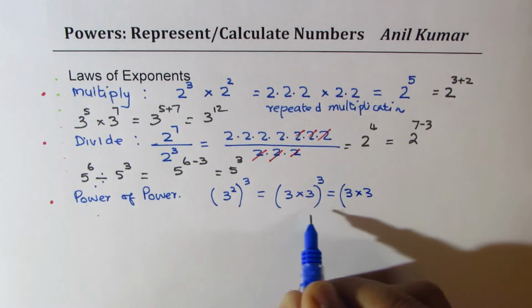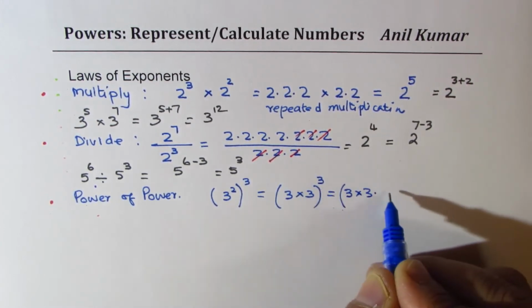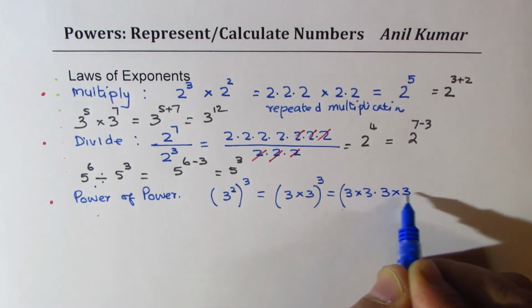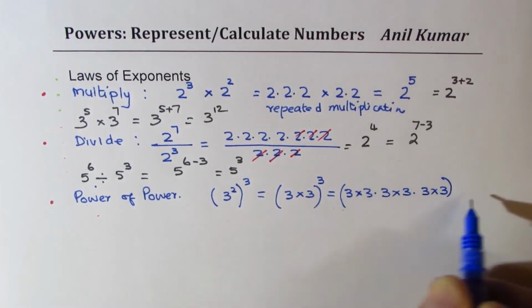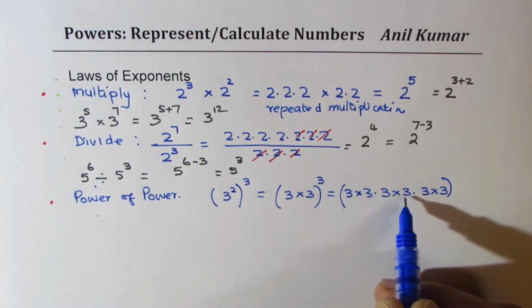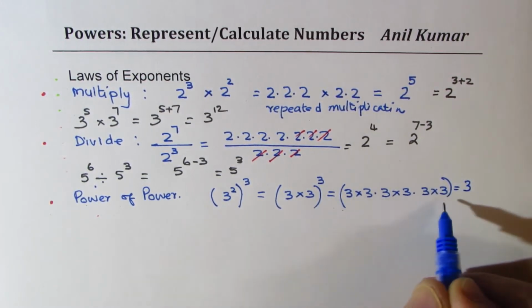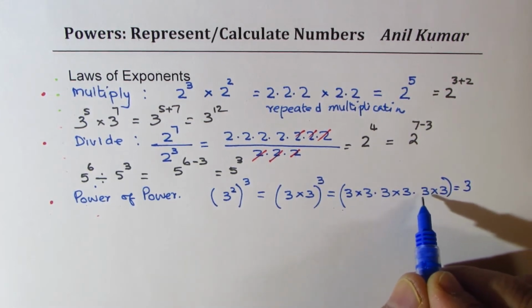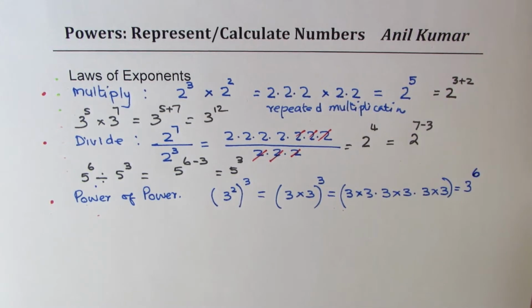3 times 3. Then again, we know we have to put it 3 times. All this. 3 times 3. And then again, 3 times 3. How many 3's do you have? 1, 2, 3, 4, 5, 6. So, it is 3 times 3, where 3 is repeated 6 times. So, it should be 3 to the power of 6.